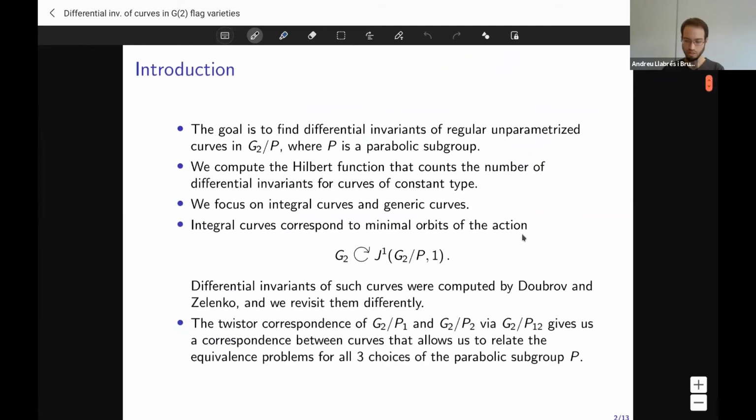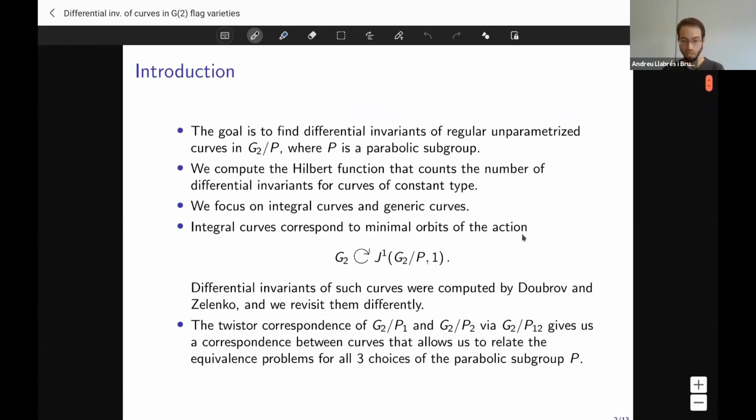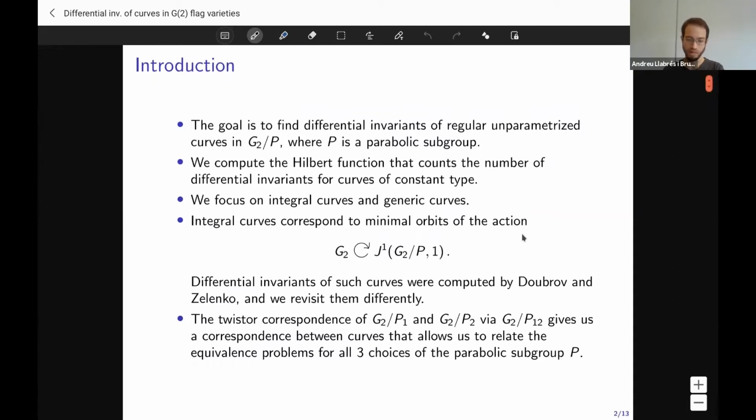Here you have an outline of the talk. The aim of the talk is to give differential invariants of regular and parameterized curves in G2 flag varieties. The first part of the talk will be devoted to computing the Hilbert function that encodes the number of invariants that we have for curves of constant type. And we will assume that curves always have constant type.